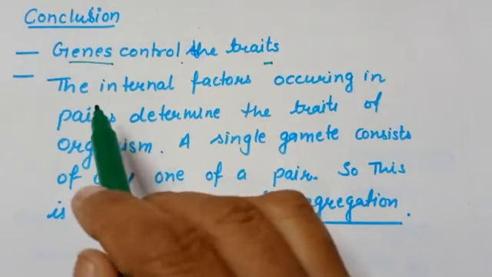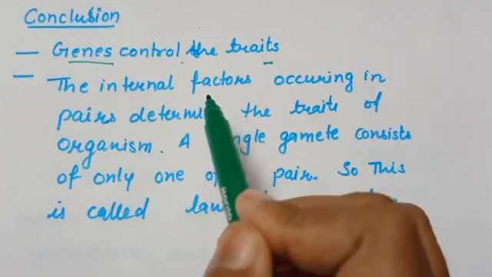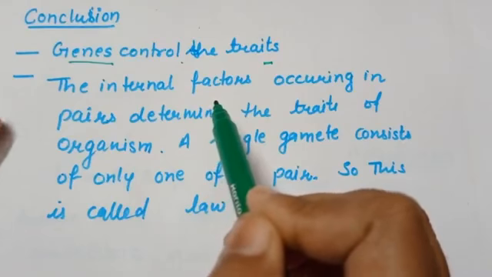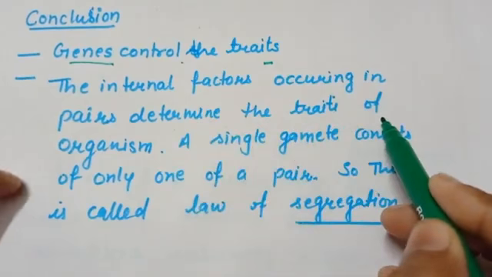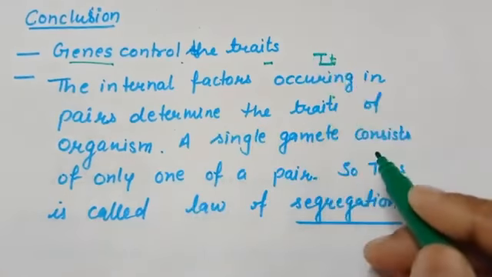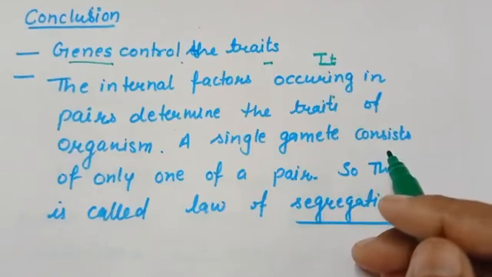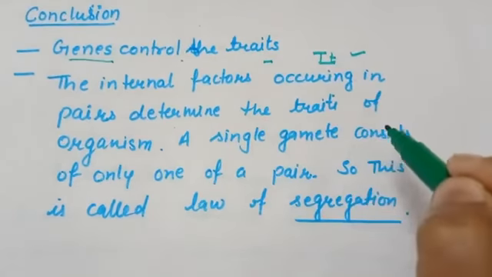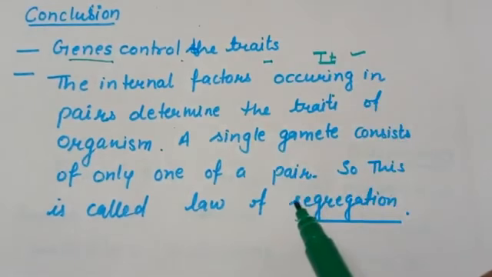And the second conclusion is that internal factors, meaning the same type of genes which represent the same kind of characteristic, occurring in pairs, determine the traits of the organism. So, for example, we had capital T and small t. Whether the new progeny will be tall or dwarf is decided by this pair of internal factors. Factors are basically the genes, which were later known as genes. Earlier, they were called factors.